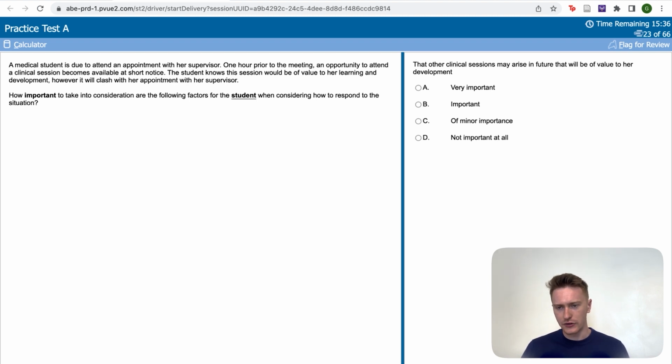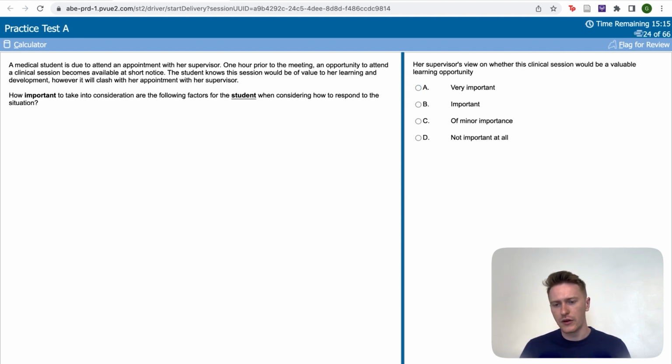That other clinical sessions may arise in the future that may be of value to her development. Well, yeah, that's definitely B or A. It is important because if this is just taking bloods on the ward, that would definitely appear again. You'll be able to get that opportunity again, so therefore attend the meeting with the supervisor. I think that's very important to consider how likely this is to happen again.